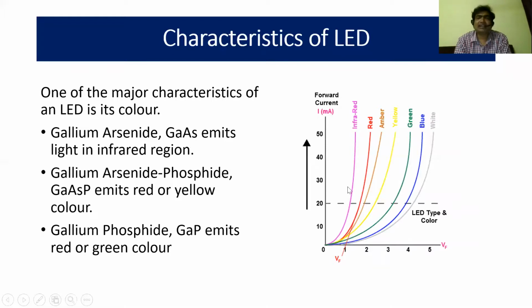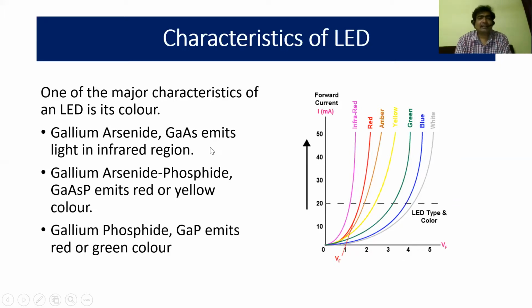Let us see some characteristics of LED. One of the major characteristics of an LED is its color. So here you can see different colors you can observe: IR, infrared color, red color, amber color, yellow color, green color, blue color, white color. But for all these, you can observe them at various forward voltages. So infrared occurs at a very small amount of forward voltage, and white color you can observe at a high forward voltage.